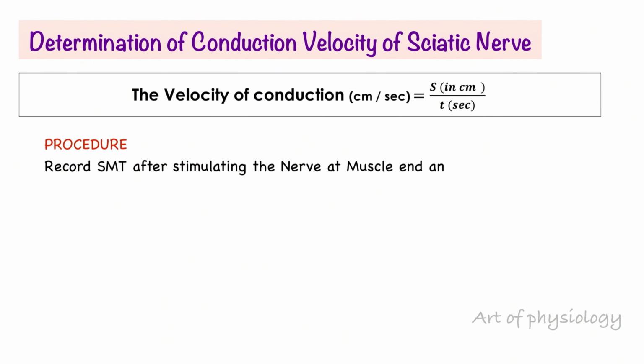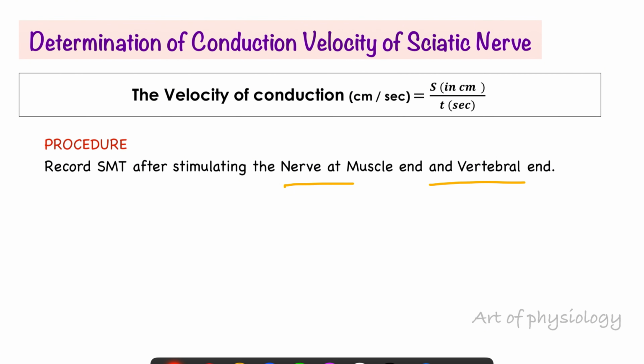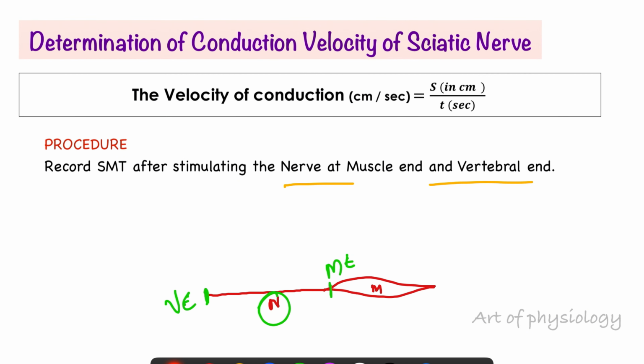We have to record the simple muscle twitch after stimulating the nerve at the muscle end and the vertebral end. What do you mean by this? Suppose this is the nerve. The nerve will be having a muscle also, somewhat like this. This is the muscle and this is the nerve. This nerve we are stimulating. This nerve has two ends here. This is the vertebral end, this is the muscle end. Here we have to give stimulus to both ends, first to the vertebral end, then to the muscle end. And we have to record the graph.